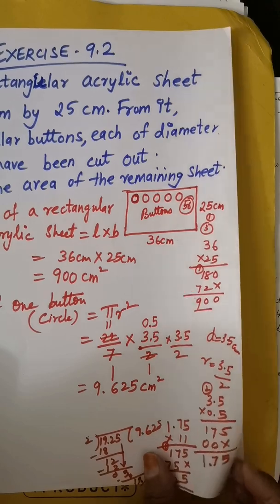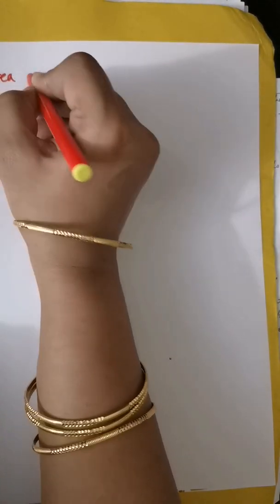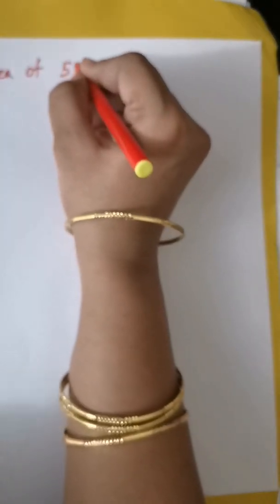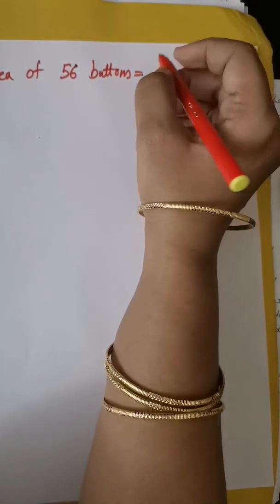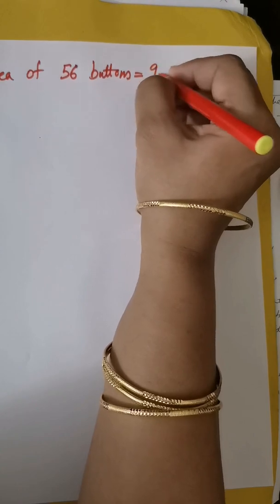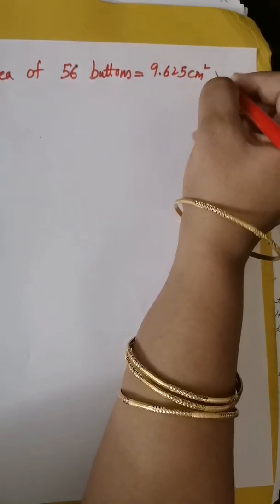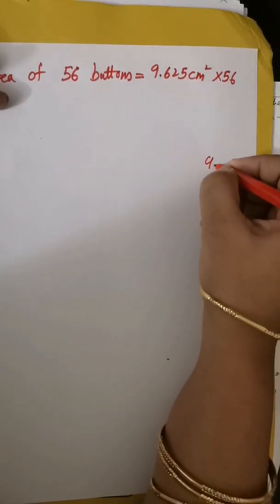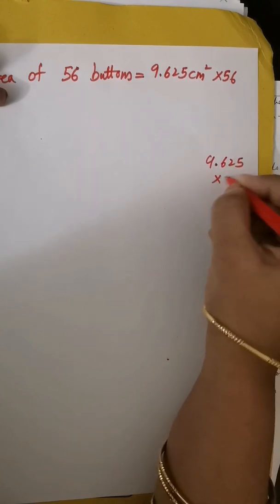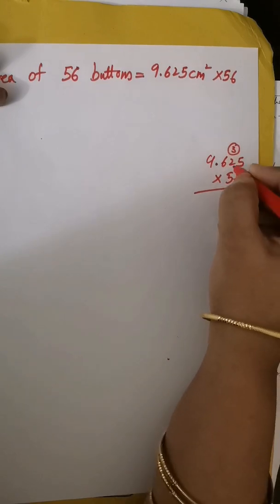But how many buttons are there? 56 buttons are there. So area of 56 buttons is equal to 9.625 centimeter square into 56. Again you have to multiply 9.625 into 56.